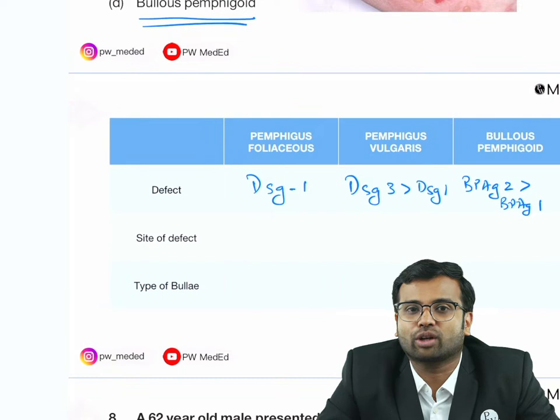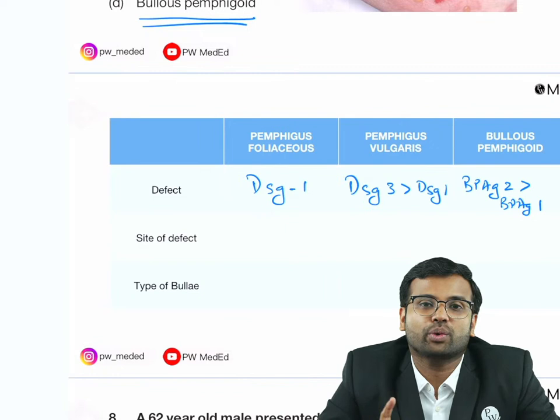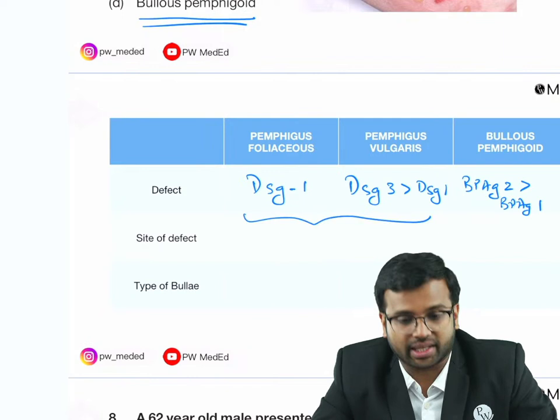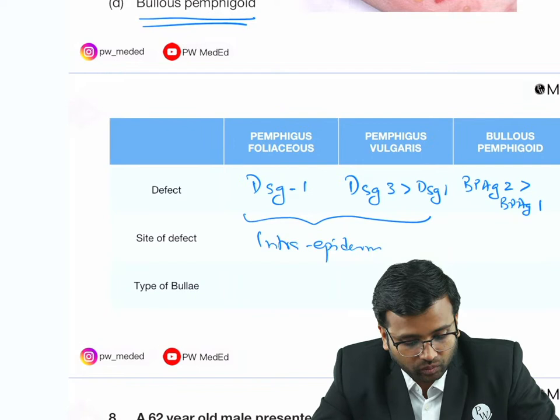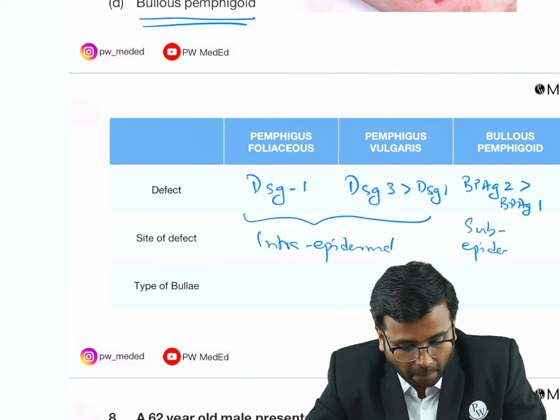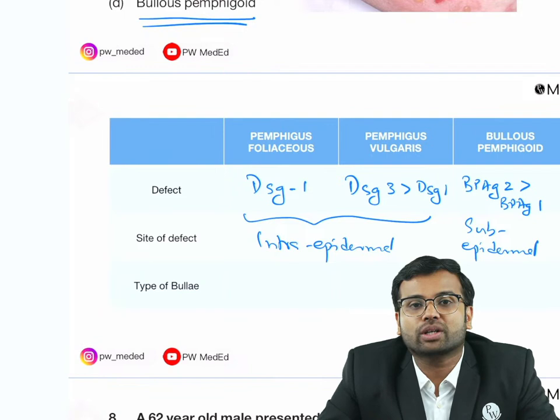Now, what is the site of defect? Can you tell me very quickly, which are the two diseases where you have an intraepidermal defect, like the defect is within the epidermis? Yes. So here, in both these cases, this is going to be intraepidermal. Whereas in the case of bullous pemphigoid, this is below the epidermis, which is also called a subepidermal defect.